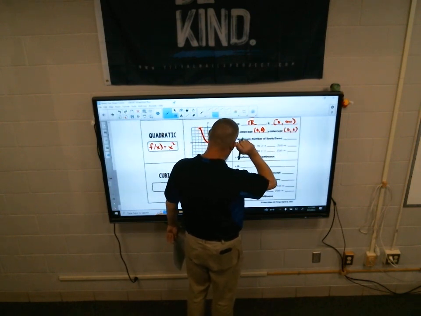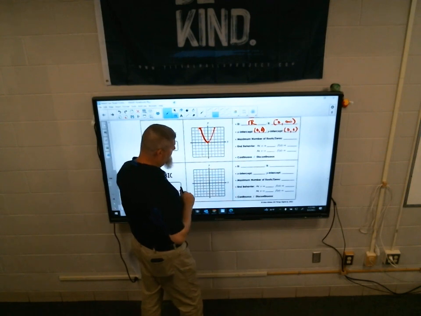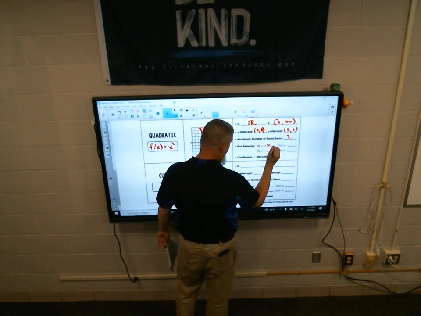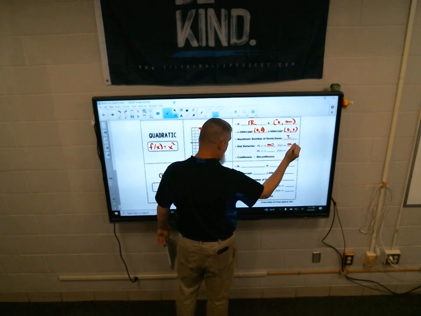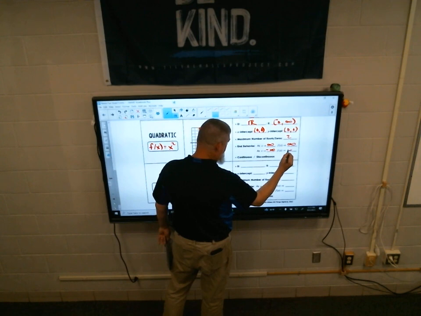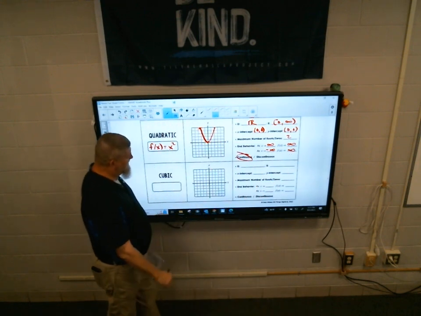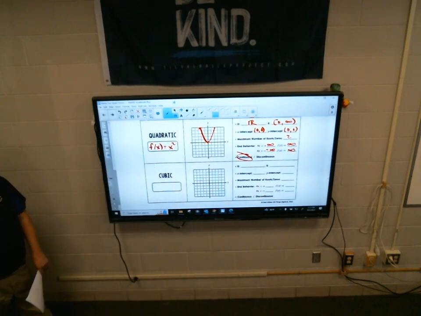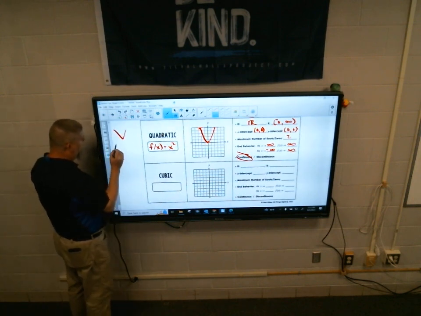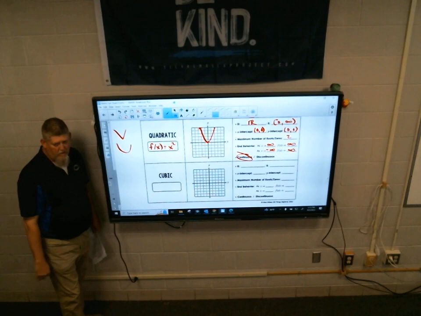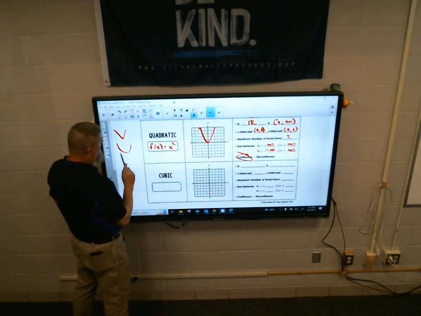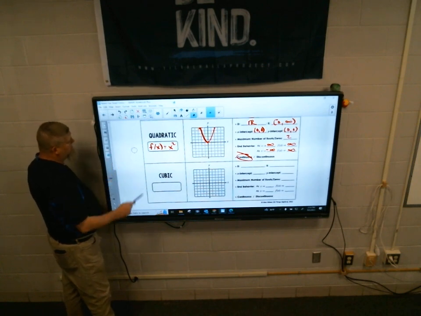Y-intercept 0, 0. Maximum number of roots would be the same, 2. As x goes to infinity, y is getting bigger, the same as absolute value. Negative infinity goes to infinity, and certainly continuous. The only difference is absolute value is a V, quadratic is a U. It's the only difference. Everything else is identical.